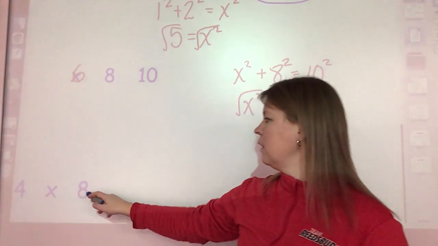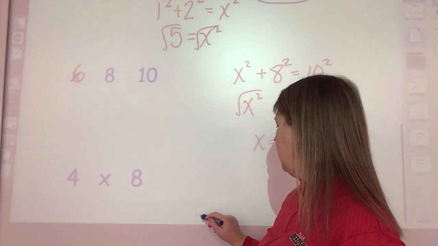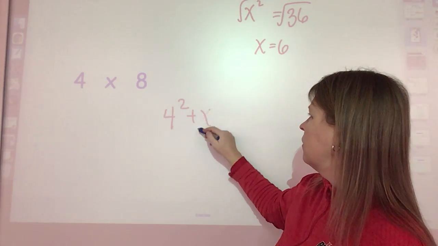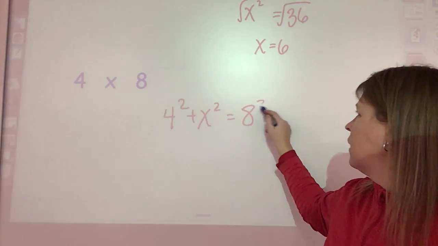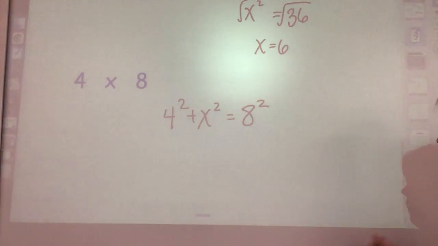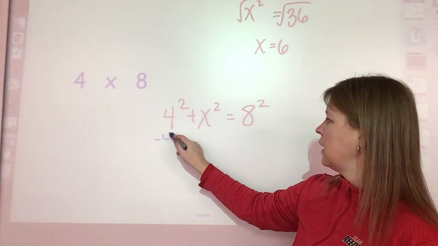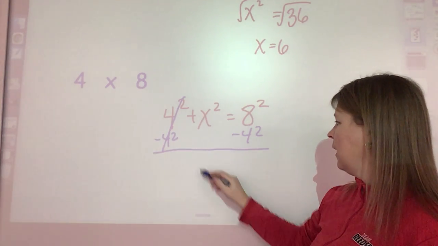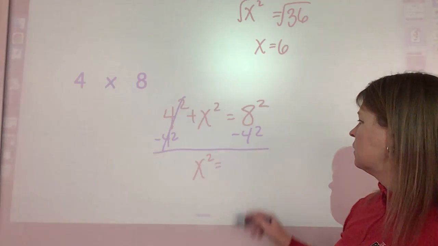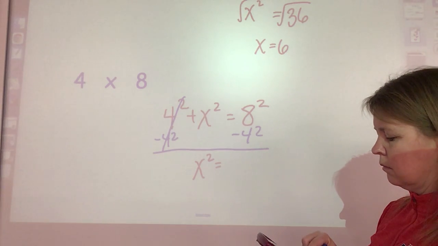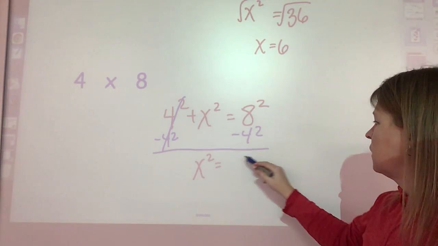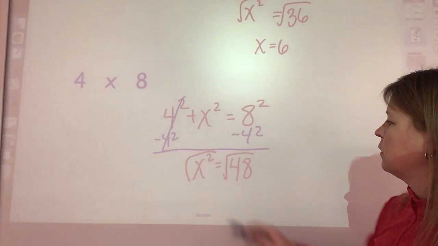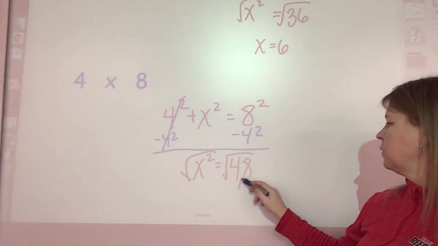Okay, let's try this one. 4, x and 8. X is in the b. So we have a squared plus b squared equals c squared. Minus 4 squared from both sides. You get x squared equals, might as well double check. I was going to say 48. I should have. But always double check. X squared equals 48. Square root both sides.